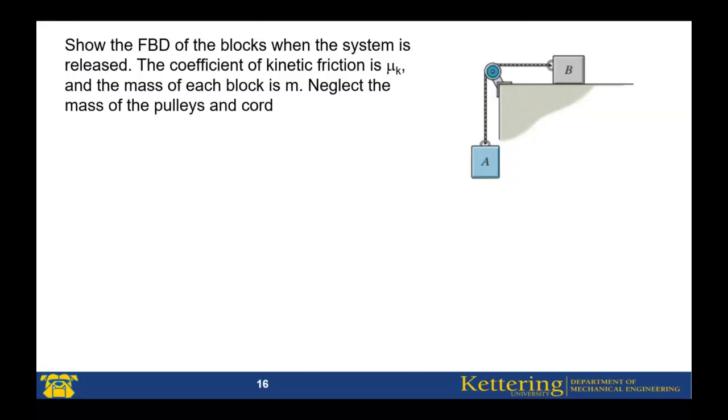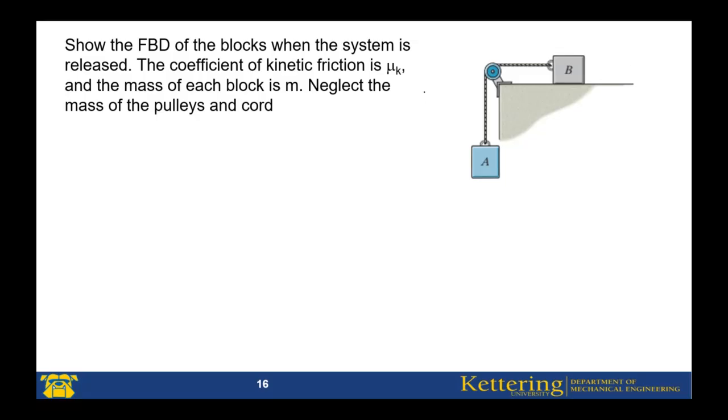Let's solve examples. Just a basic one. How to draw a free body diagram. These are very basic. Draw a free body diagram of the blocks. There are 2 blocks attached using a cable. The coefficient of friction is mu k. The mass of each block is m. We neglect the mass of the pulley and the cord. I want to draw a free body diagram for this 2-1.